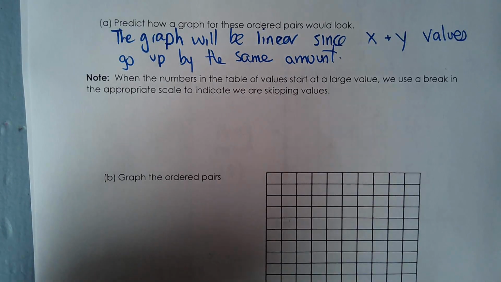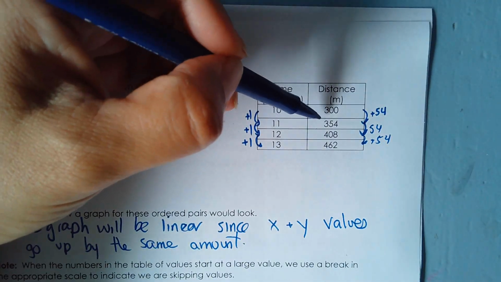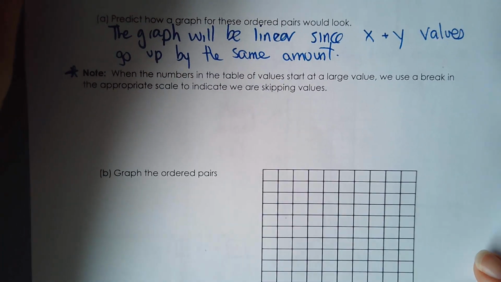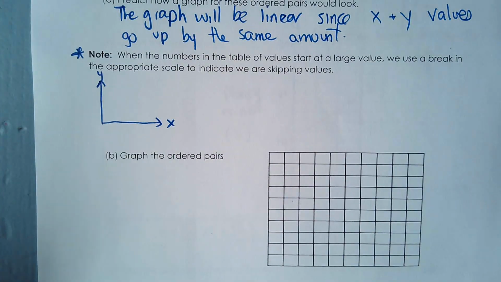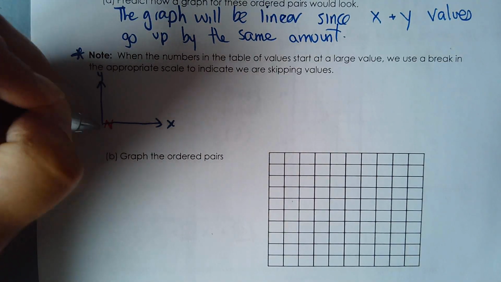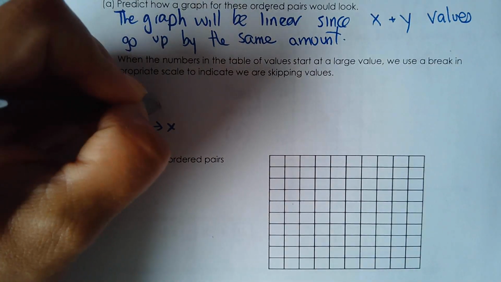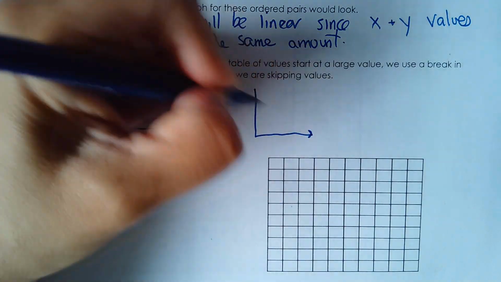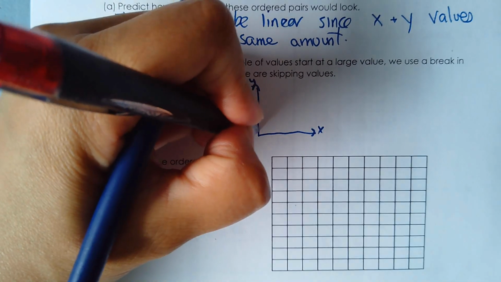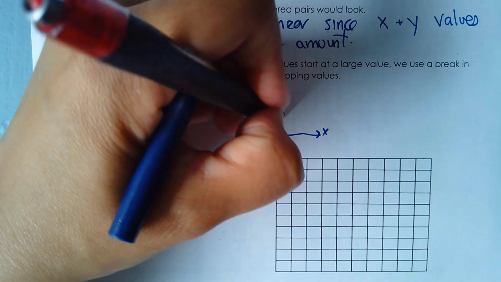Okay, and before we go to graph it, I just wanted to point this out here. When we have a table of values and the numbers start at a larger value, so for example here, our distance started at 300 meters, what we can do is use a break, and it's just a symbol to show that we are skipping values. So I'll just show what that looks like here. So this is my y-axis, and this is my x-axis. If I wanted to put a break in the x-axis, I would make this symbol here. So up, down, up. And that shows a break in the x-axis. And same thing with y. If I wanted to show a break in the y-axis, I would use that zigzag line here, and that tells me that there is a large jump.